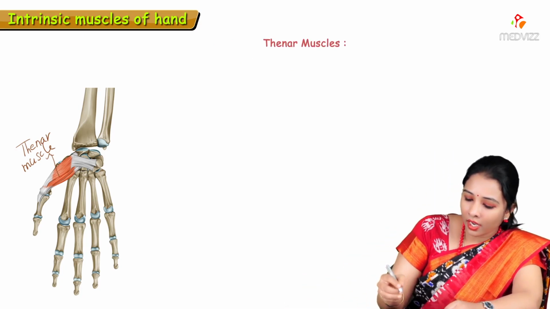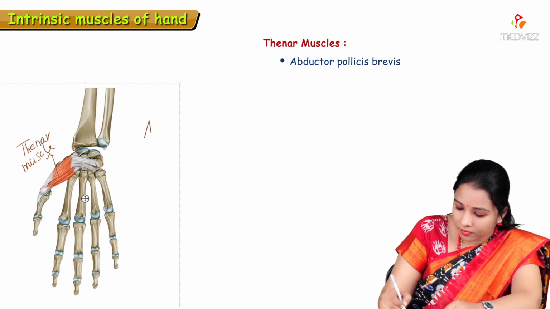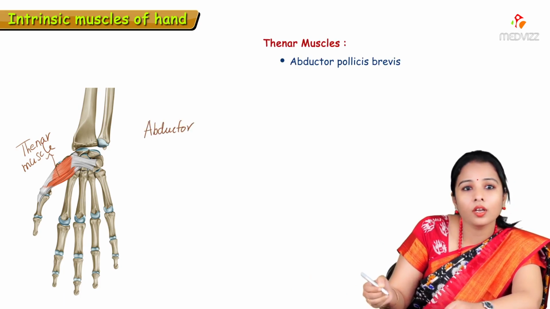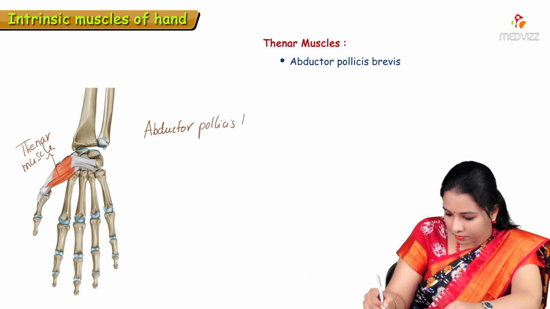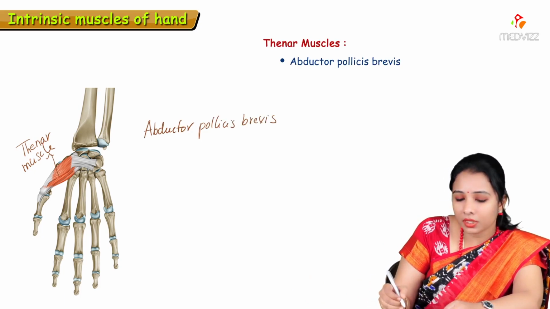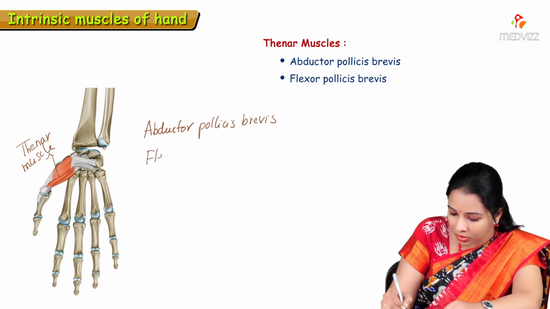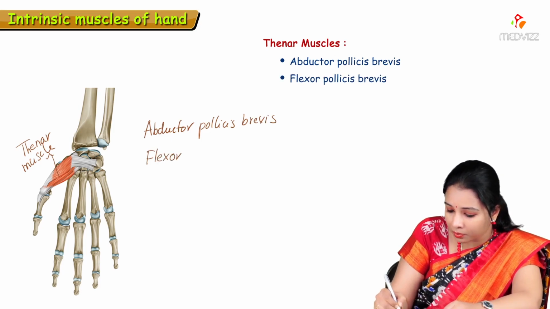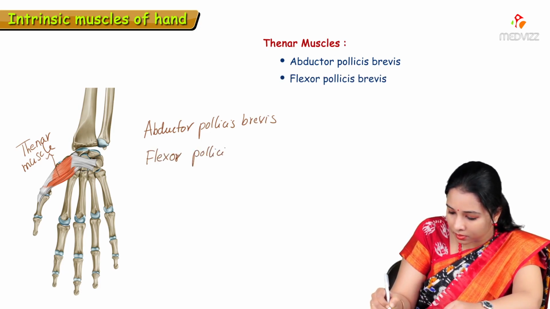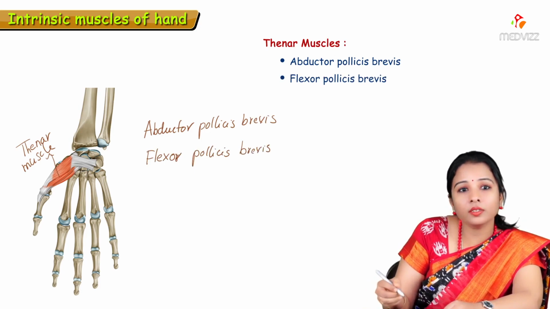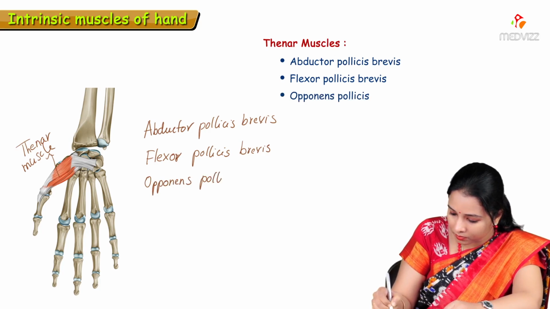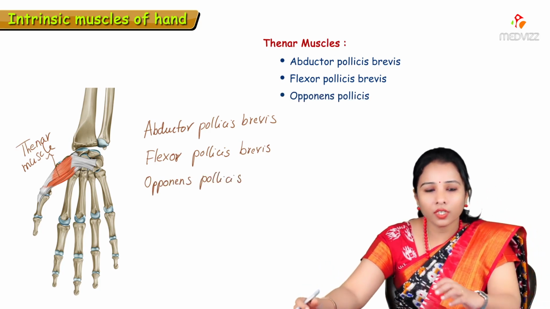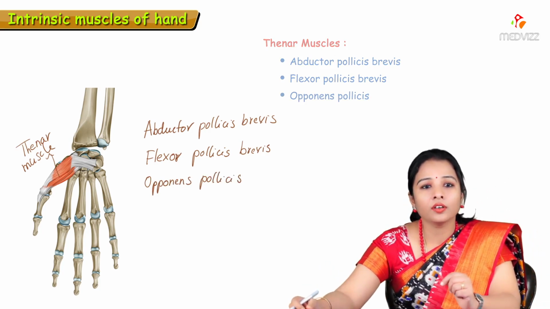The 3 are abductor pollicis brevis. The second muscle is flexor pollicis brevis. All are to the thumb, so they are named as pollicis. And the third muscle is opponens pollicis. So let's see how they are present.